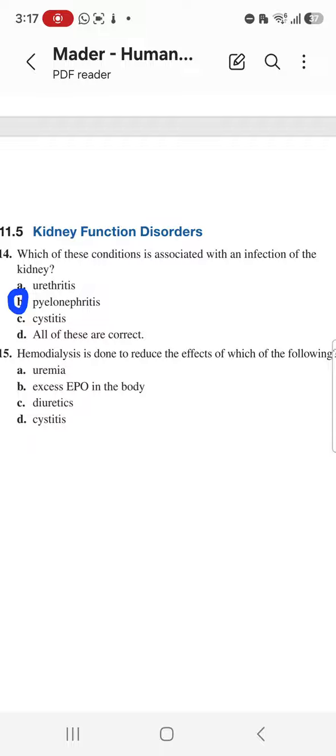Question number 15. Hemodialysis is done to reduce the effects of which of the following? Uremia, which is basically urea in your blood. Excess EPO in the body. Diuretics. Cystitis. Its function is to do the same job as your kidney, and we all know that one of the mainstream jobs of the kidney is to get rid of urea. So hemodialysis will be done to reduce the effect of uremia, which basically means urea in your blood.